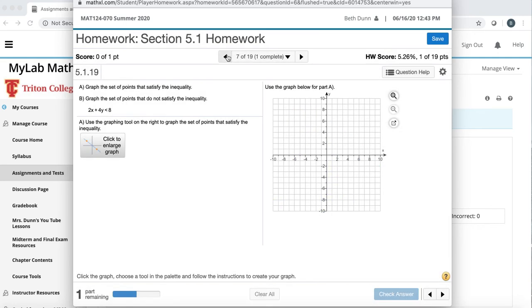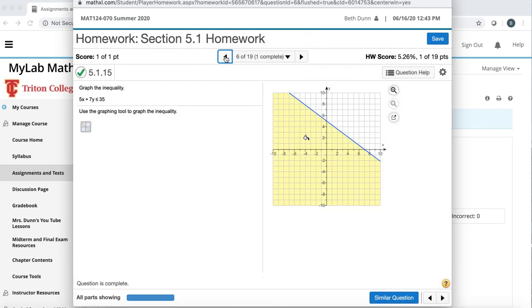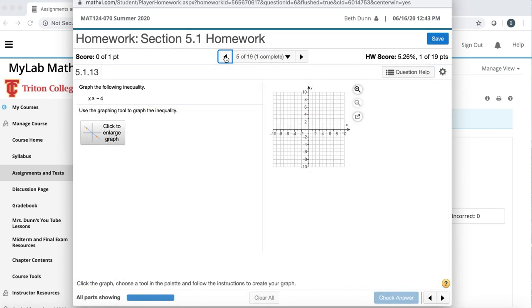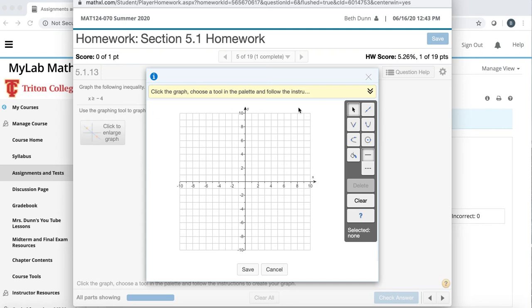I want to go back to question number 5 because that's a different kind of question. I want to show you this. It says, graph the following inequality: x is greater than or equal to -4. So I'll click to enlarge the graph. I'm going to draw the line, and now I'm drawing the line x equals -4. That's this straight line that goes through -4.